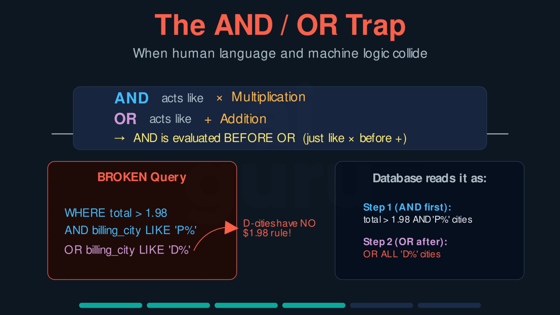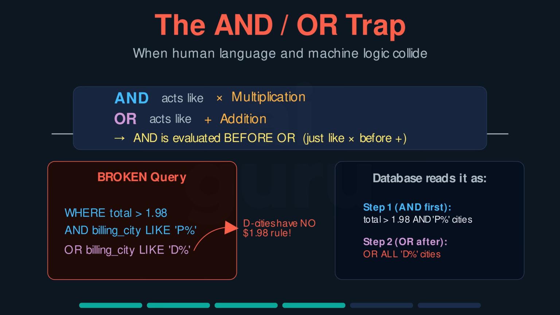It says step 1, find me all the invoices over $1.98 from cities starting with P. Okay, so far that's actually what I want. But then it moves to step 2. It sees the OR operator. And because OR is treated as a completely separate secondary operation, the system says, OR, just grab every single D city in the entire database.